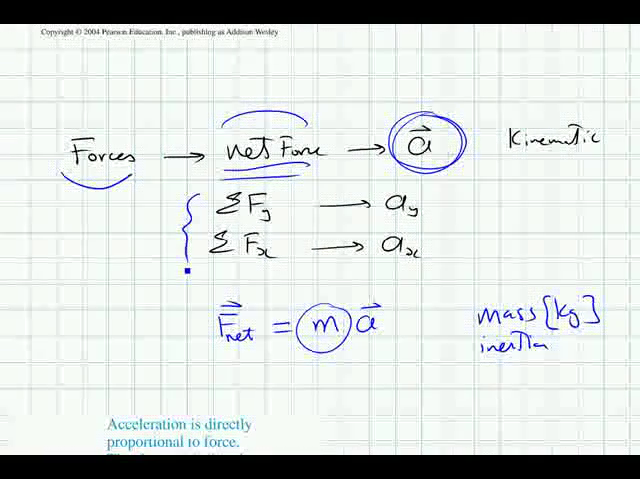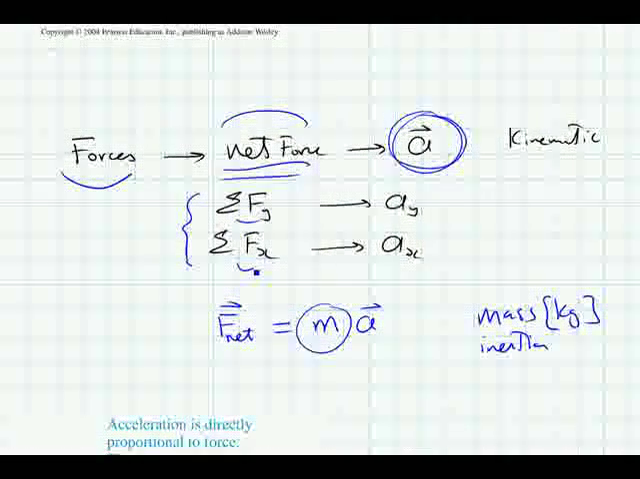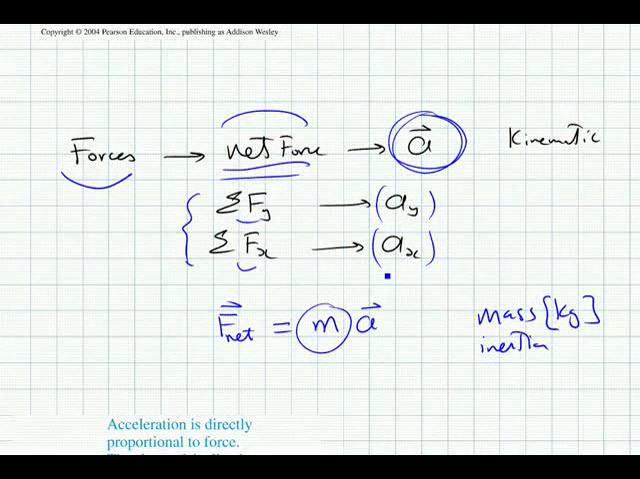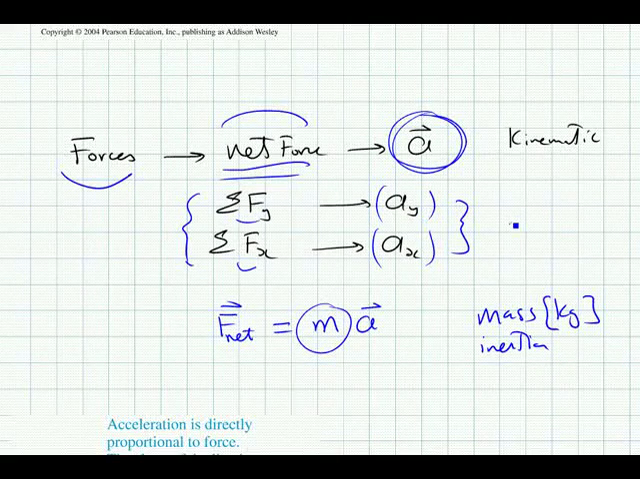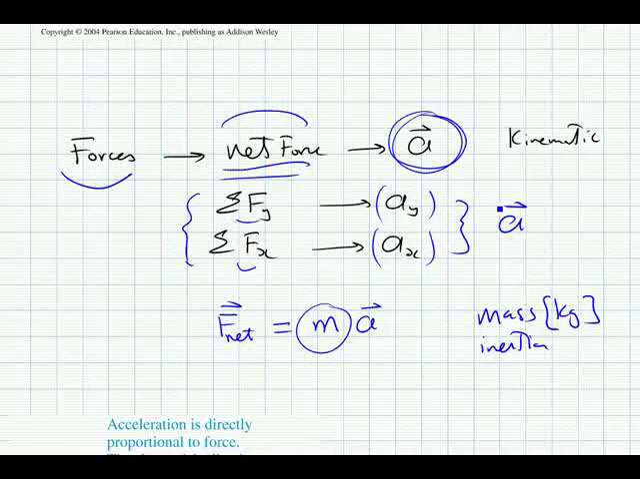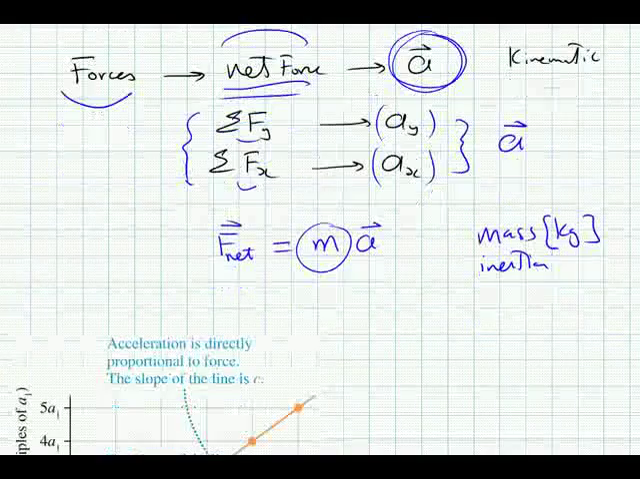Do remember that we may be dealing with more than one dimension, so you may have to calculate net force along the x direction, net force along the y direction, which in turn will lead to acceleration along those respective axes. Now you can recombine AY and AX to get your final acceleration vector, both magnitude and direction, of course.